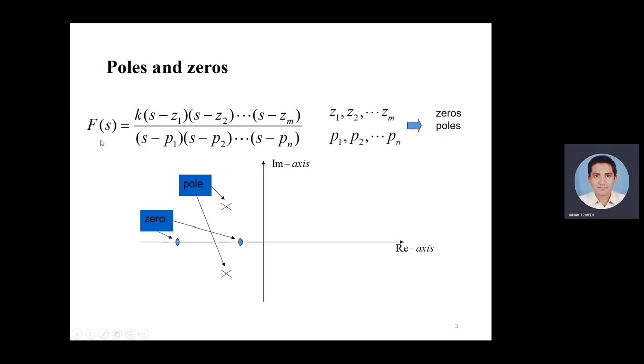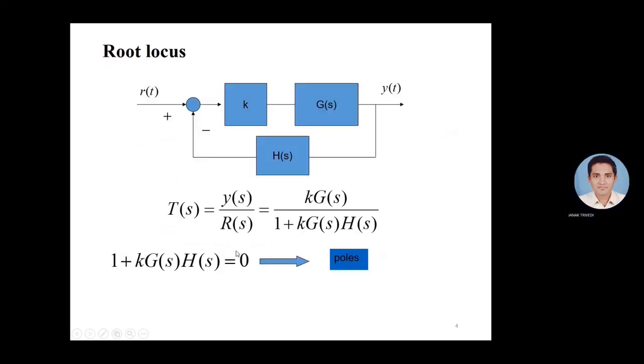Here F(s) is a function that is given by K(s minus z1)(s minus z2)...(s minus zm), indicated by zeros, over (s minus p1)(s minus p2)..., indicated by poles. And this is the imaginary axis and this is the real axis. Pole is indicated by a cross sign and zero is indicated by a circle sign.